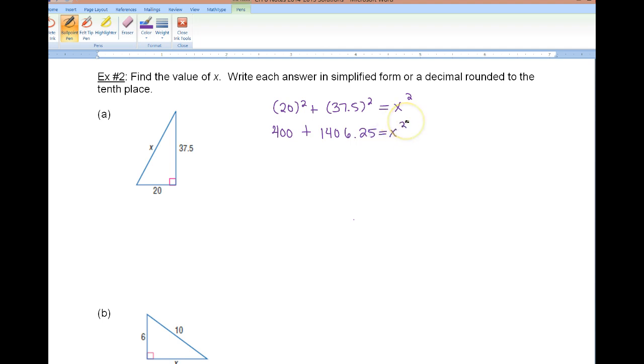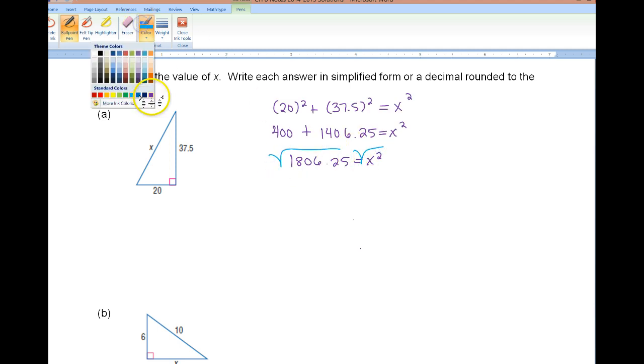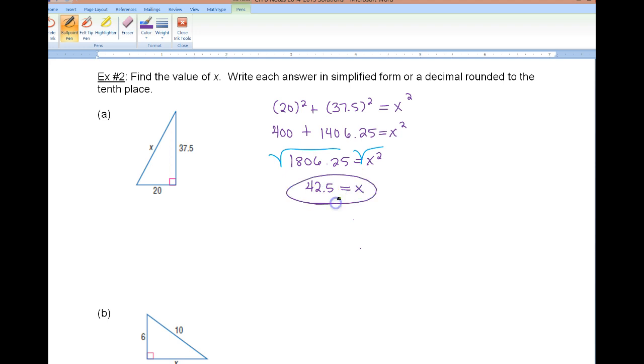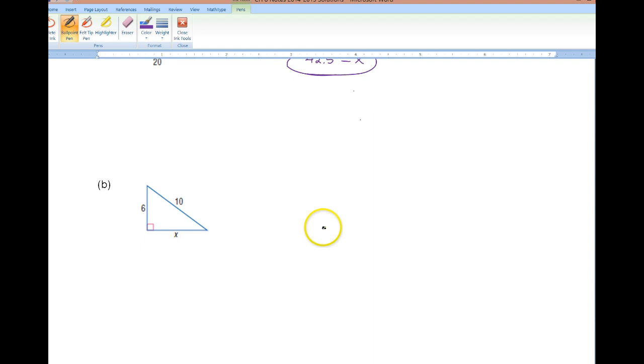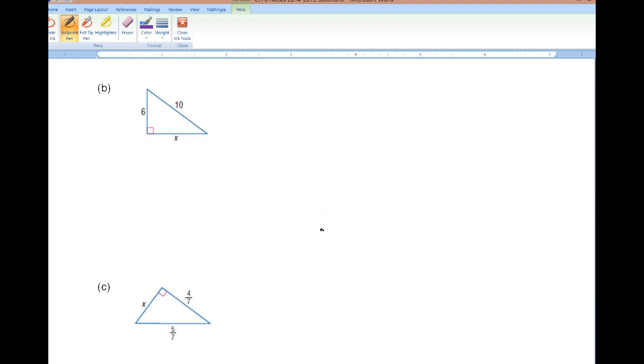I got 1806. Question? That's it. 42.5? 1,806. 1,406.25 is 37 squared. Okay, so, we all do use them. Go ahead. We didn't do the converse yet.